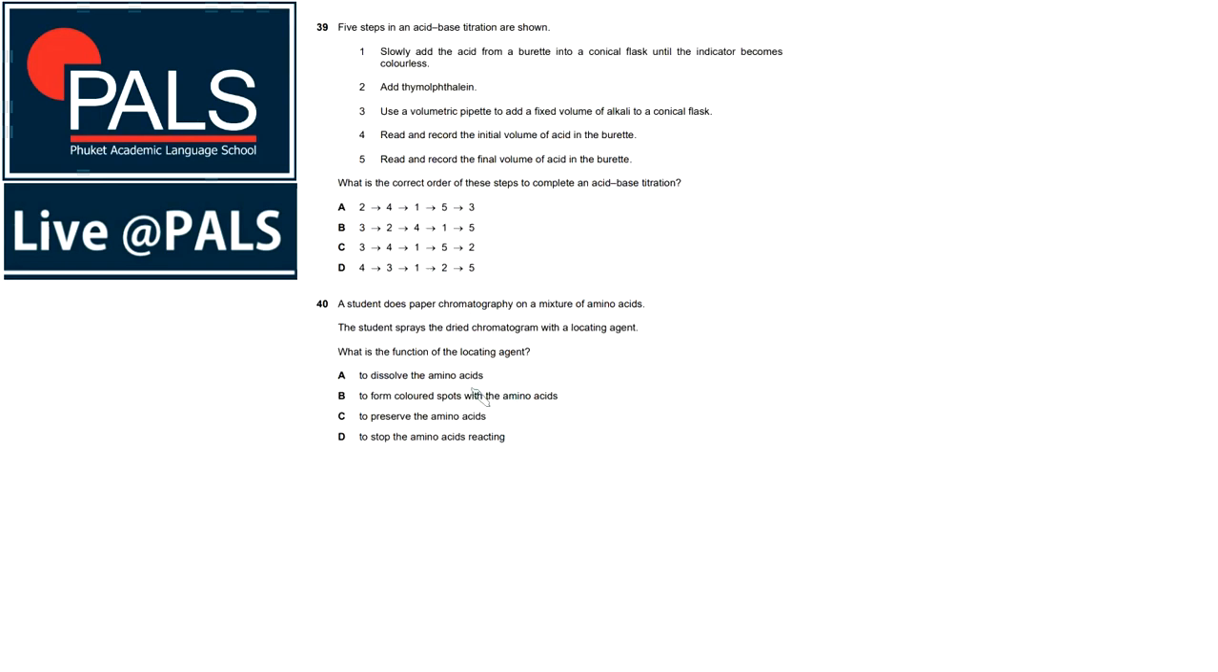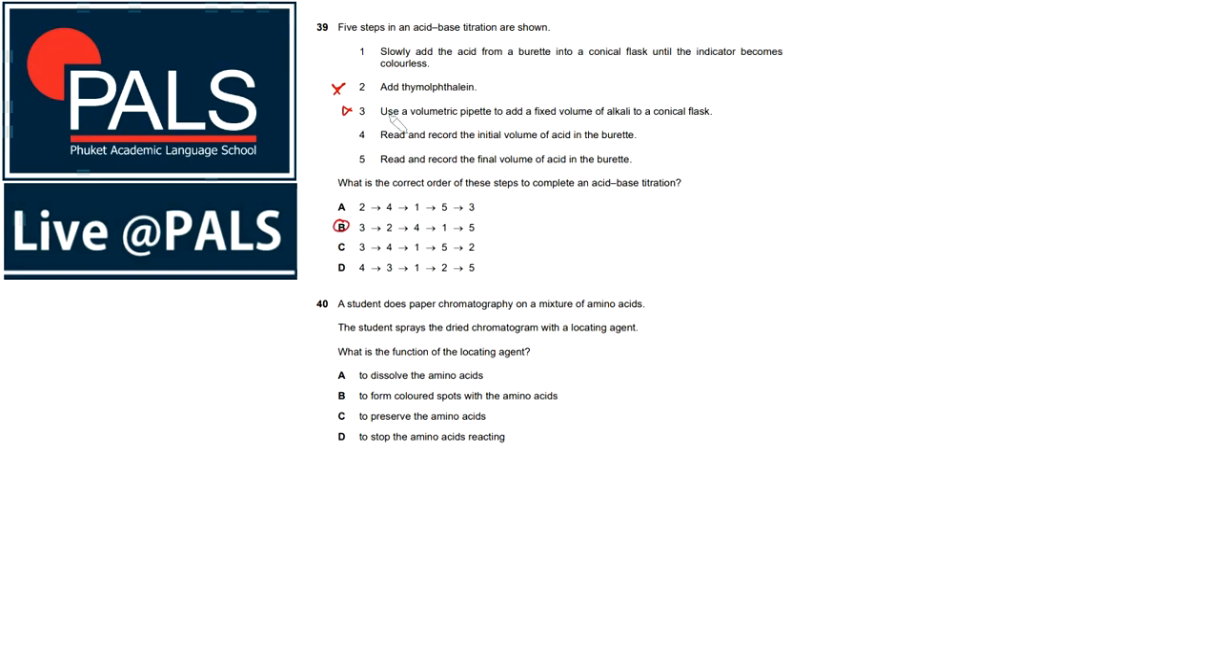And our last 2 questions for the screencast. 5 steps in an acid-base titration are shown. The correct order is probably starting with this here. We use a volumetric pipette to add a fixed volume of alkali to a conical flask. Then we eventually add the thymolphthalein indicator to it. So answer B looks quite good already.